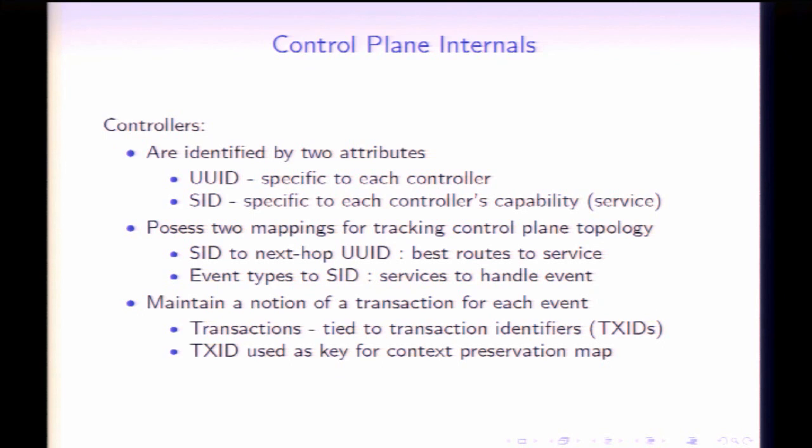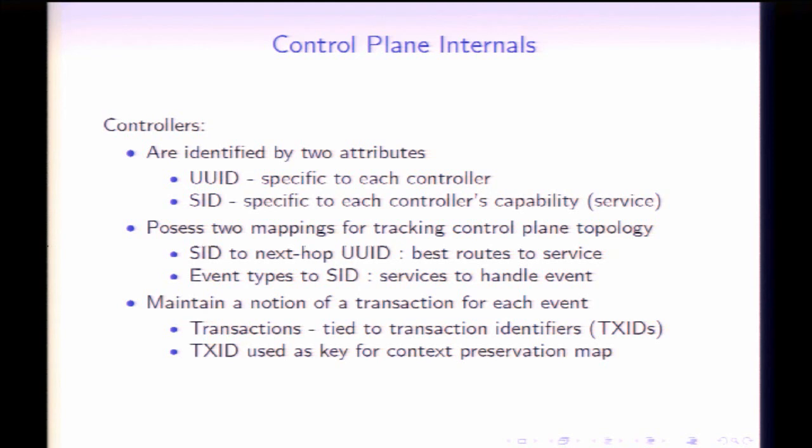So ultimately, for the implementation, we ended up having controllers with these three main attributes. They're first recognized by two identifiers: a unique identifier specific to the controller itself, the UID, and one that describes the controller's capabilities or the services, which is the service ID.